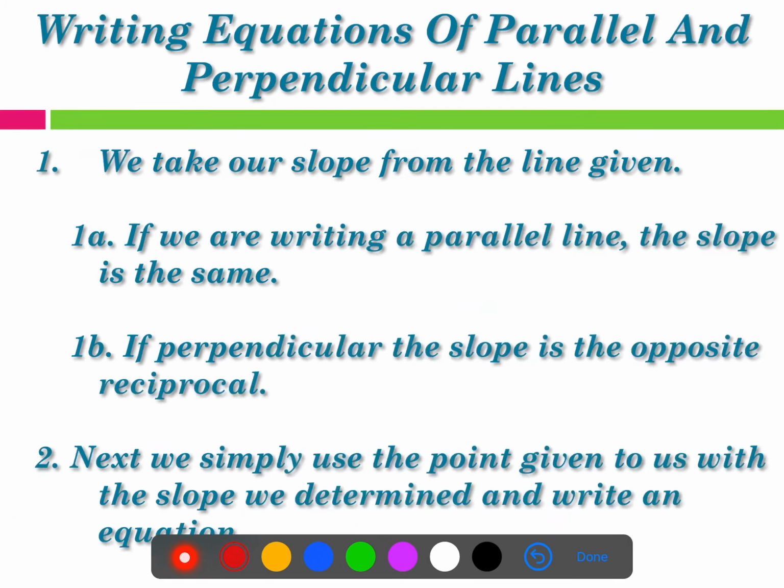Now, in order to write equations of parallel and perpendicular lines, it's going to be very, very similar to what we were doing in 3.1. You're going to be given the equation of a line this time, rather than the slope and an ordered pair, and you're going to be told whether it's parallel or perpendicular. From that given line, you'll then have to apply the rule for parallel or the rule for perpendicular to determine what slope you're using.